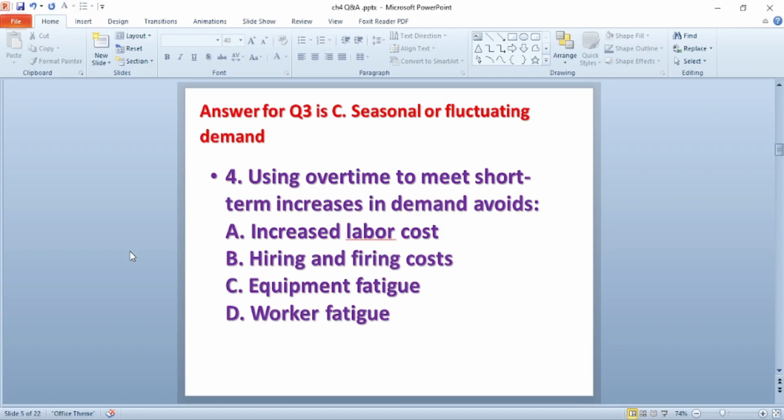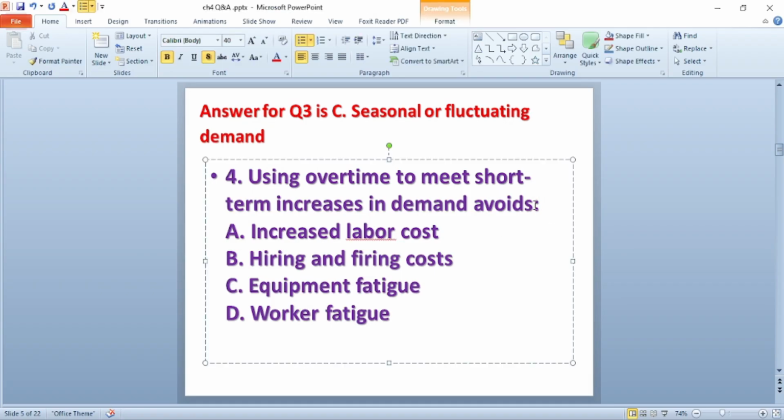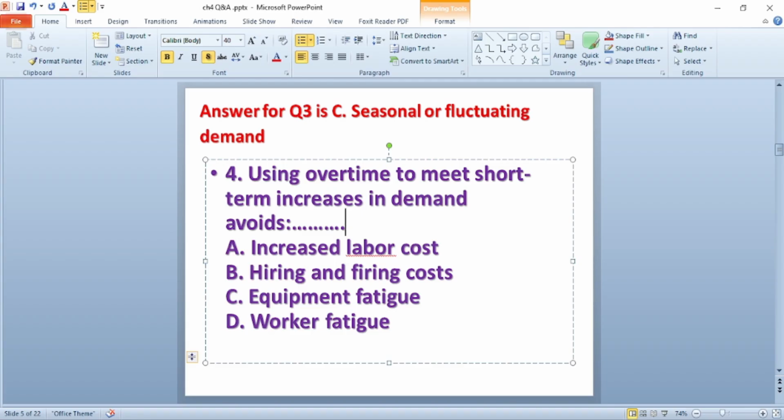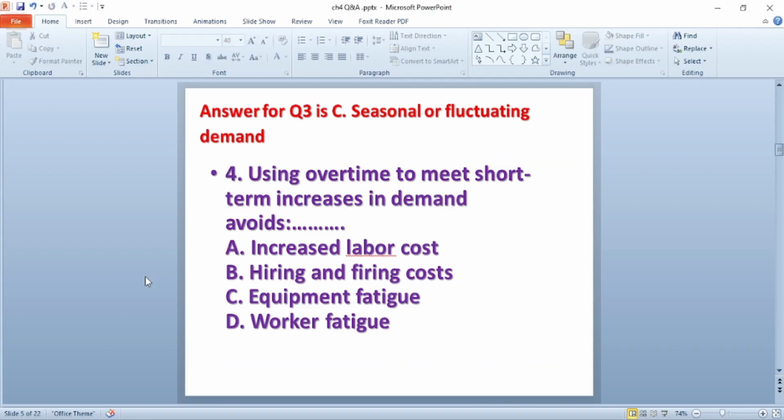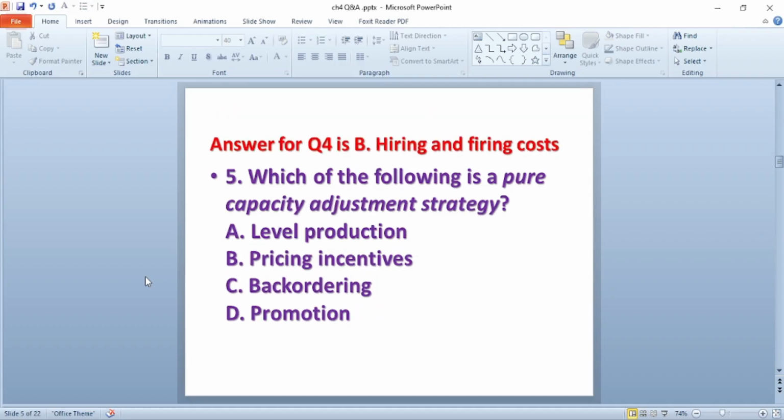Question number 4. Using overtime to meet short-term increases in demand, avoid dash. A. Increase labor cost. B. Hiring and firing costs. C. Equipment fatigue. D. Worker fatigue. The answer for this question is B, hiring and firing costs.